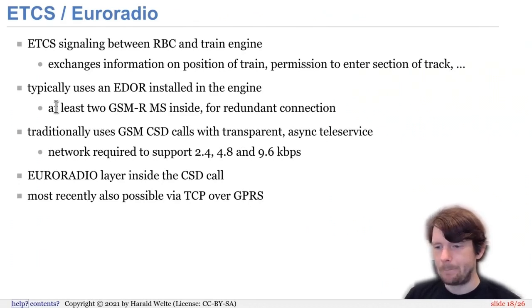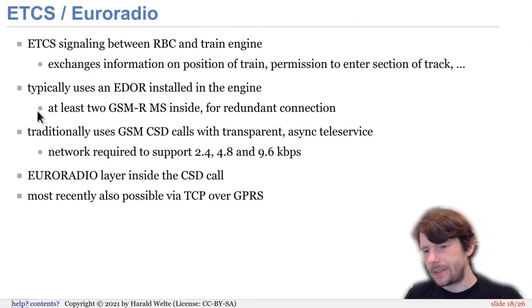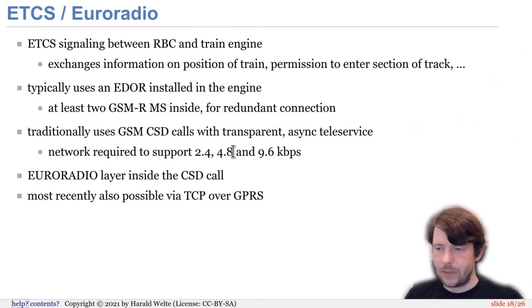And traditionally, the transport channel on the GSM layer is the circuit switched data call with a transparent asynchronous teleservice on top. The network is required to support 2.4, 4.8, and 9.6 kilobits of asynchronous transparent teleservice. I think in reality only 4.8 and 9.6 are used, but the requirement says even 2.4 must be supported by the network. Inside the CSD channel, so that's like a modem emulation over GSM, circuit switched data.